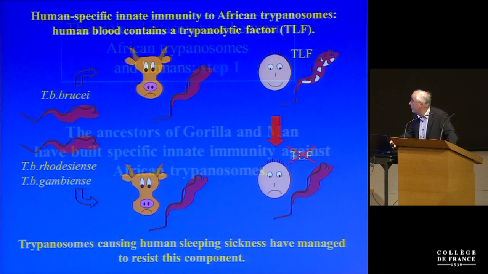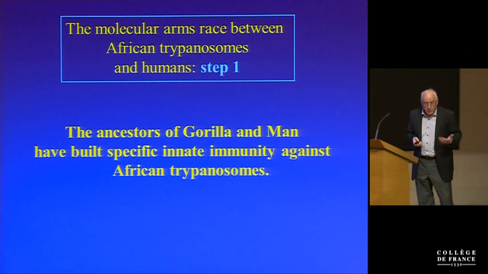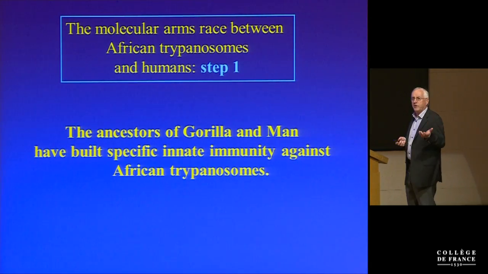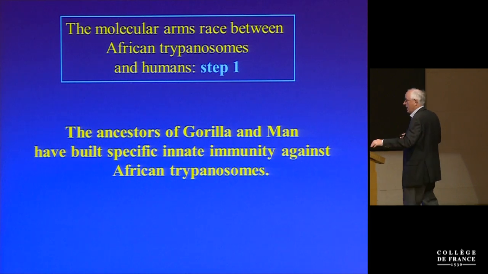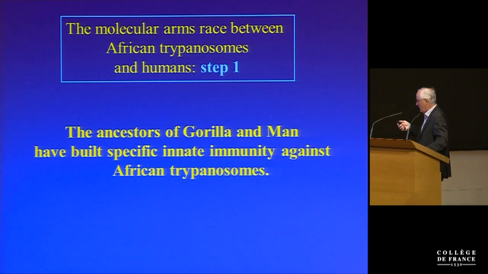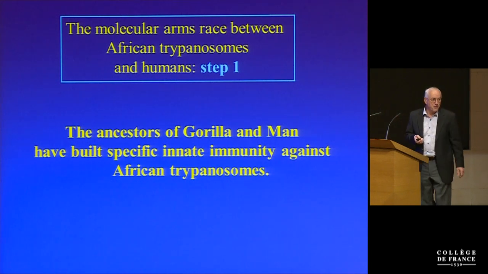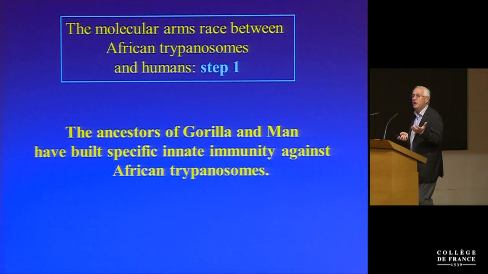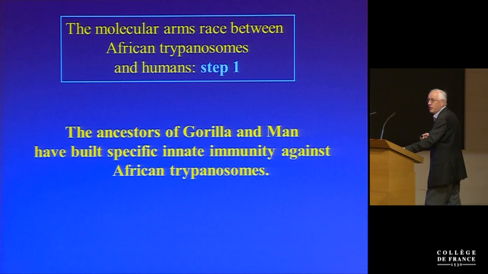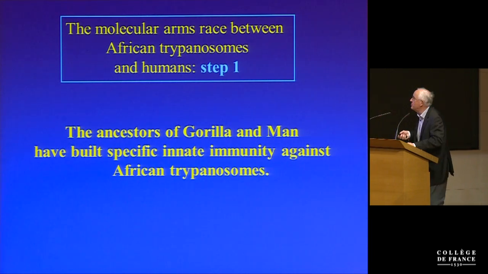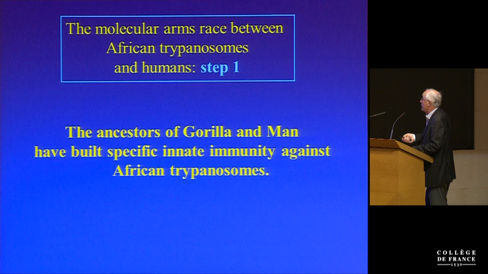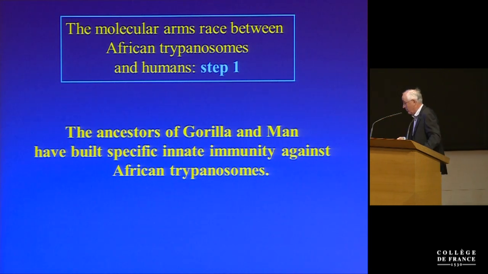So in this talk, what I would like to do is to tell you the story of the successive interactions that took place between African trypanosomes and humans in particular. But don't forget, when I say humans, it's also true for gorillas. So it only appears very recently during evolution, but it's not just humans. So the ancestors of gorilla and humans have built a specific system of innate immunity, as I just mentioned.